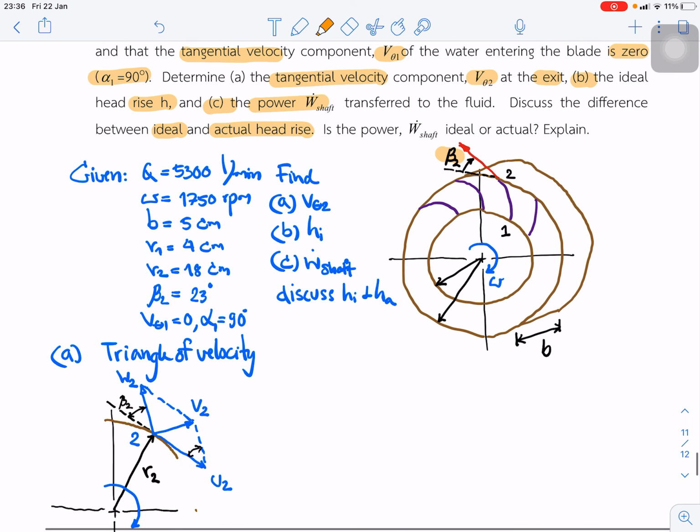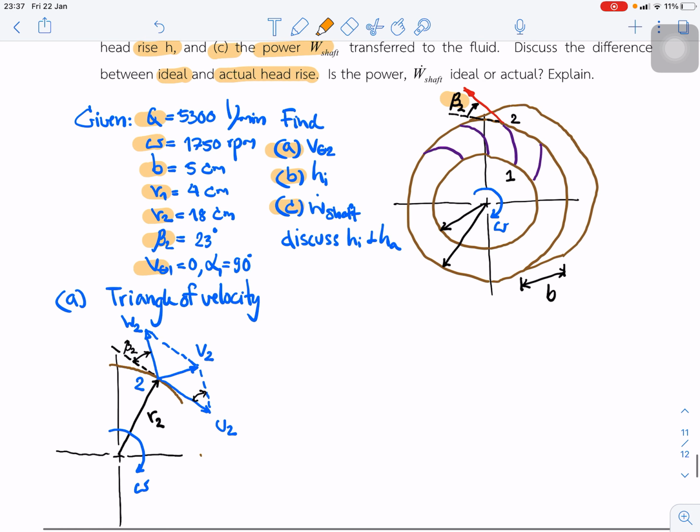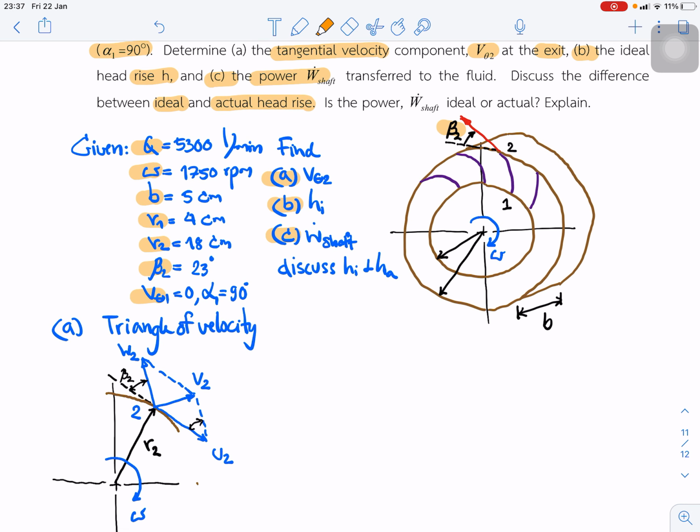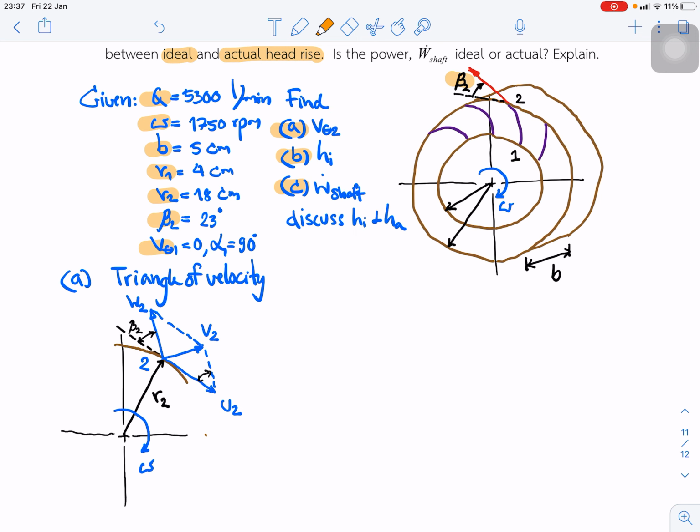Okay, so this is the rest of the above data. We have Q, angular velocity, width, radius 1, radius 2, beta, and v theta 1 is 0. We want to find v theta 2, head rise, and power of the water out of the pump. So next we draw the velocity triangle at point 2, expanded.